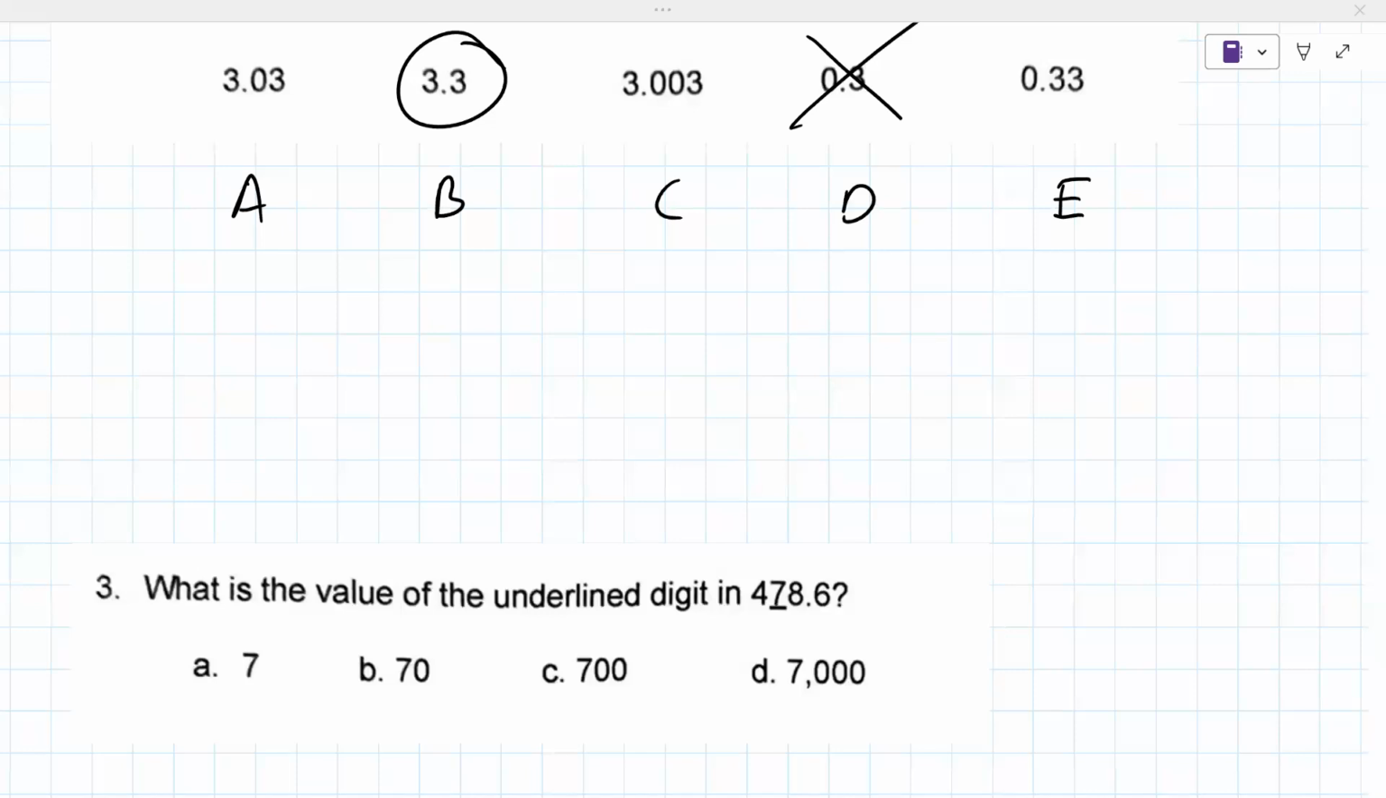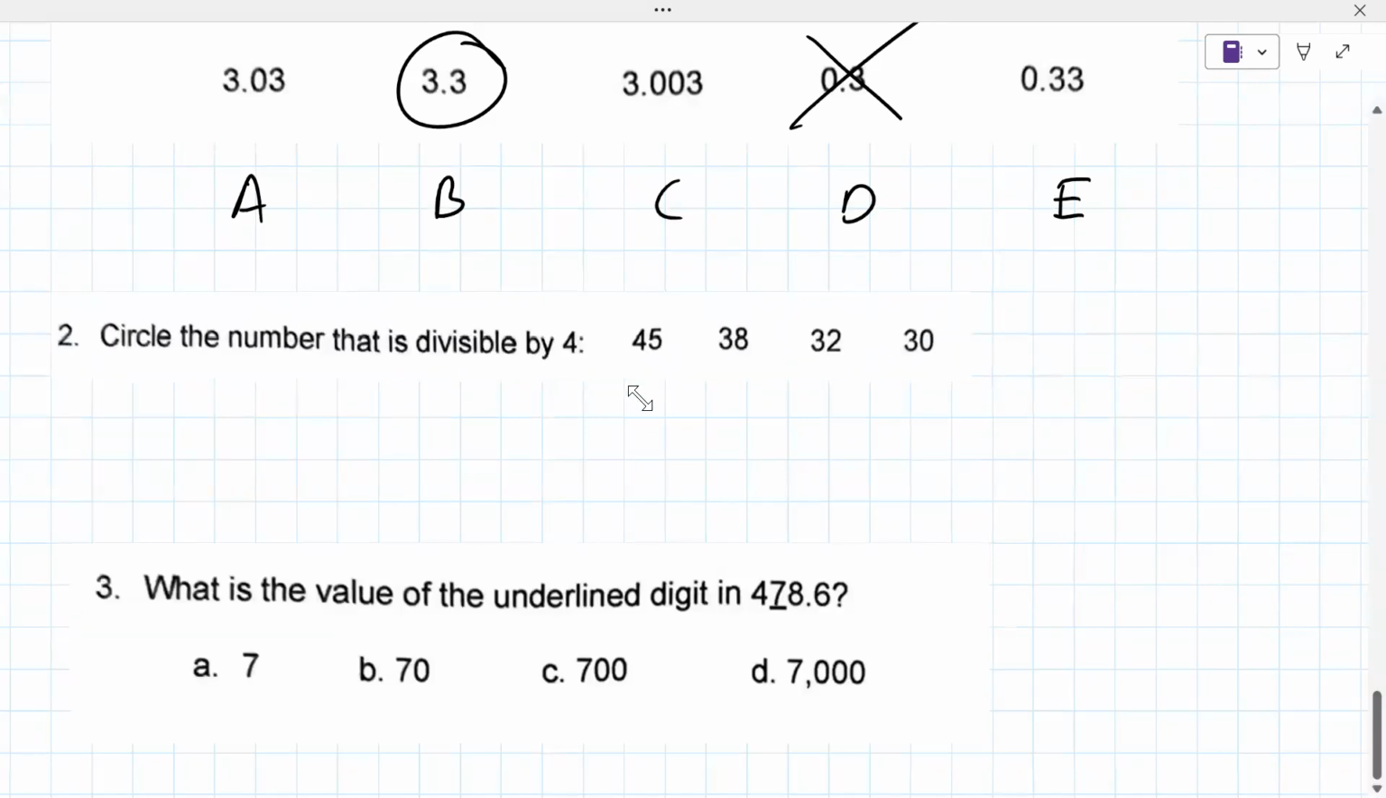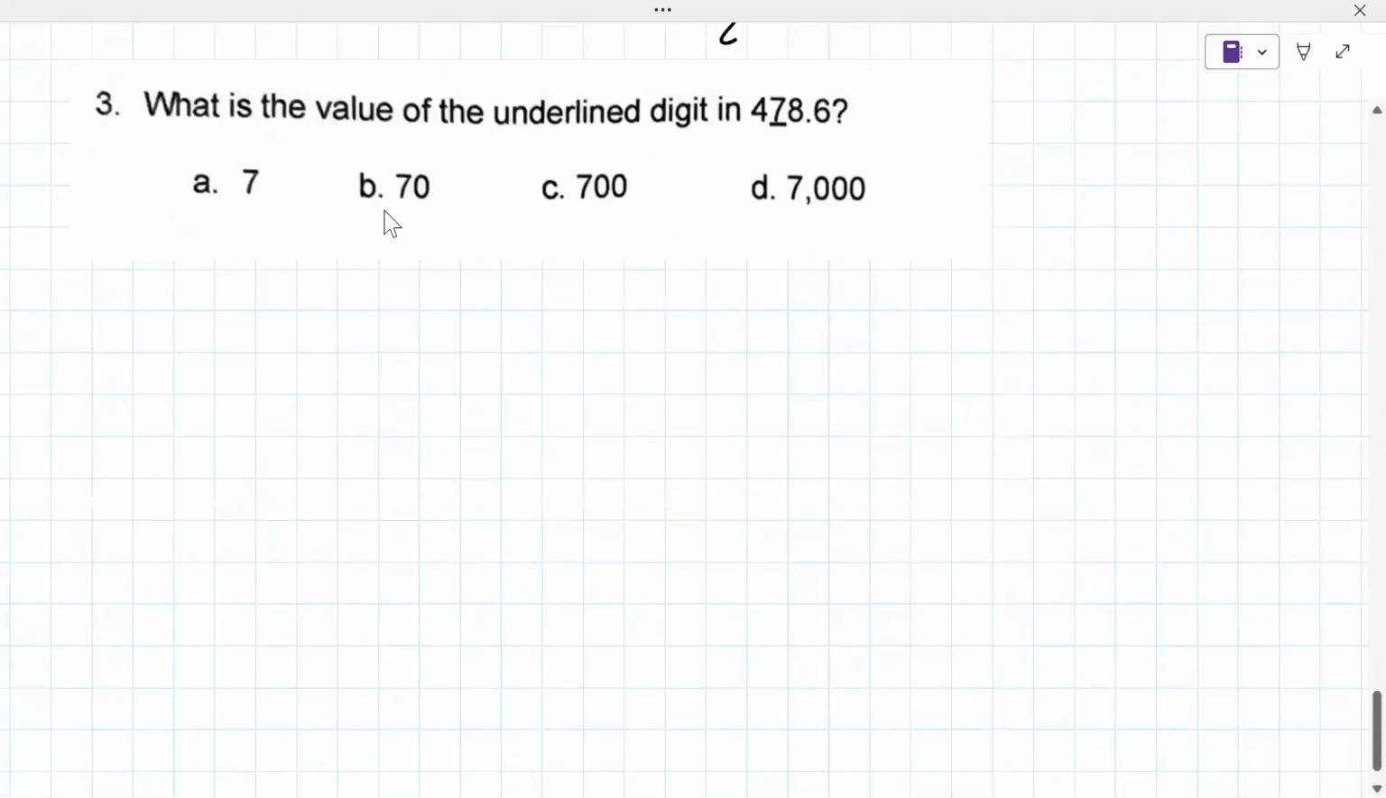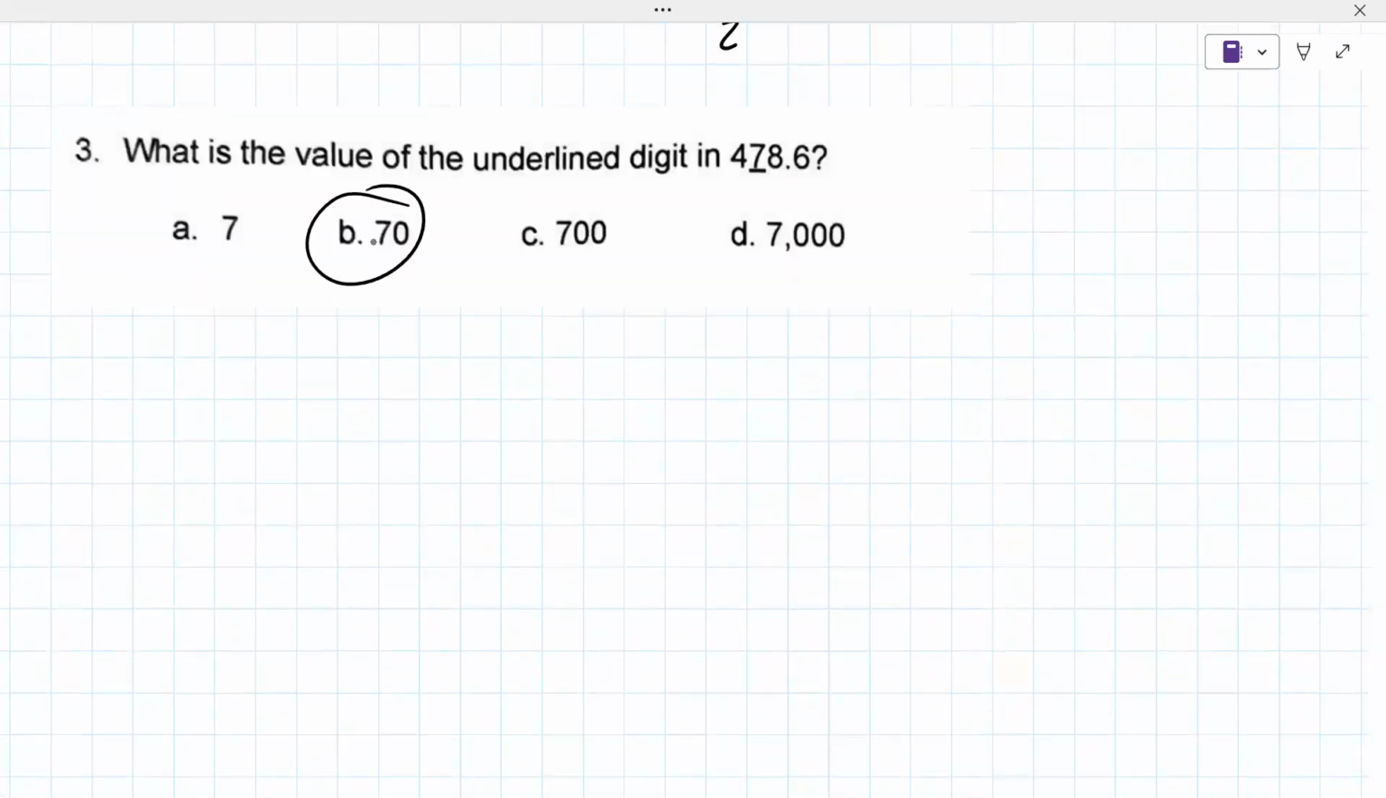Would it be 38? Divisible by four means that you can divide it by two twice. So you have to be able to divide it by two and then take that result and divide it by two again. So 38 divided by two is 19. Can you divide that by two? So 45 divided by 2, no decimal either. Okay. That one, 30. So 32. 32 is the only one. Yeah. And then I got plus 70. You get 70. Good. All right.